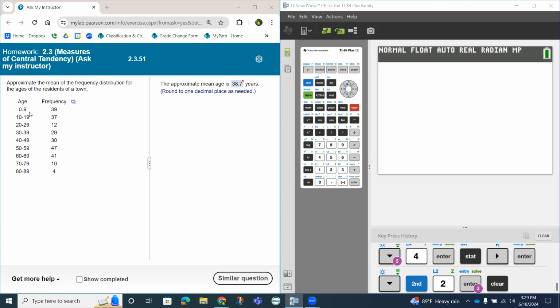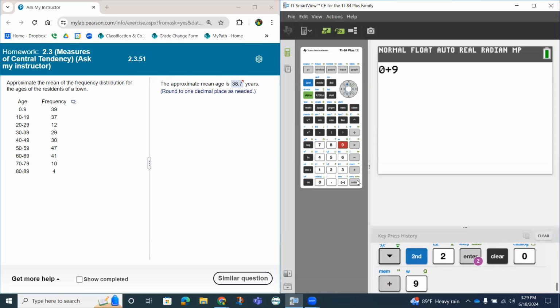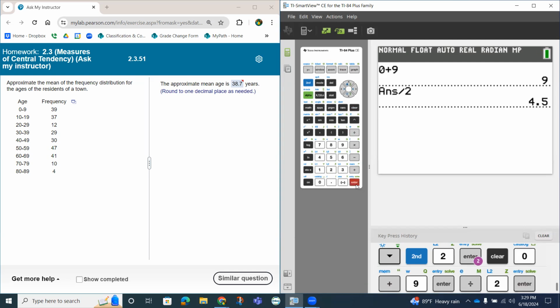What we have to do, since we have a lot of data within this range, is use what's called the midpoint of these ages. So the first thing we want to do is find the midpoint of the ages. To find a midpoint, you just add the two endpoints together, the minimum and the maximum value, and divide by 2. So again, 0 plus 9, divided by 2, is going to be 4.5.